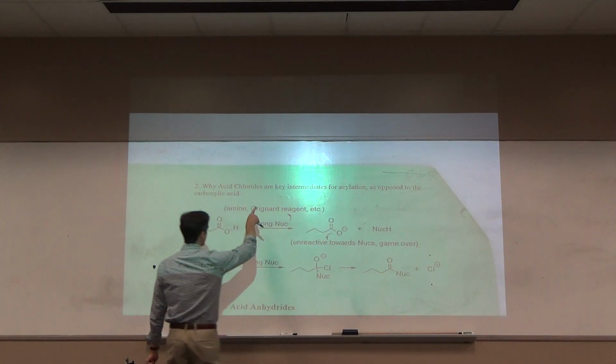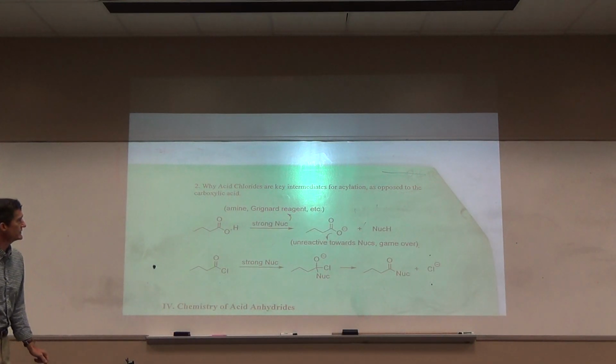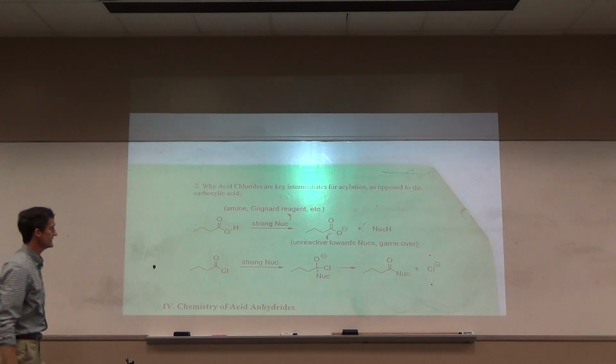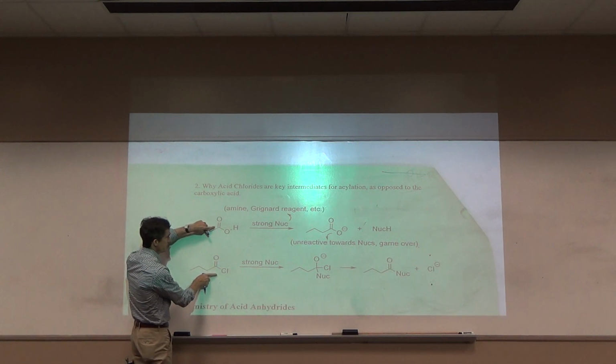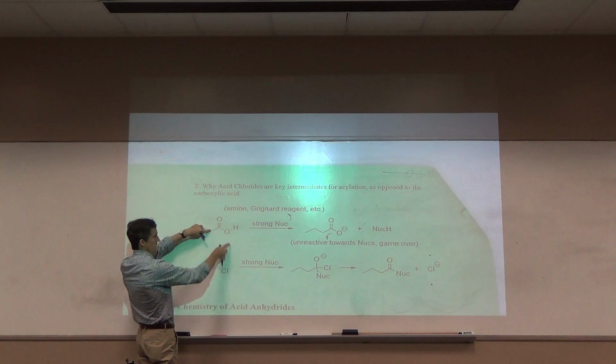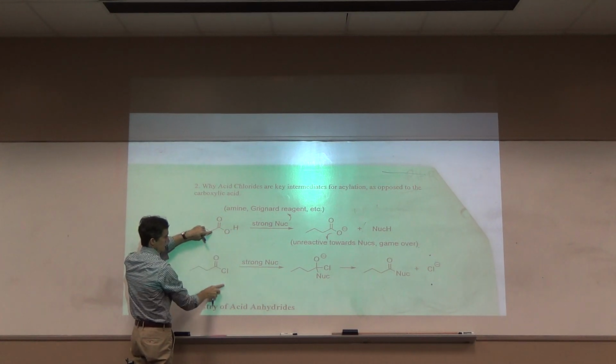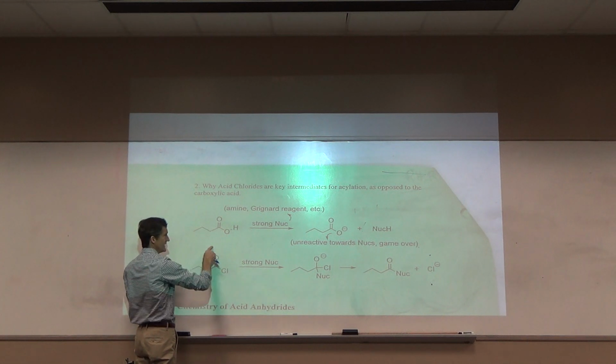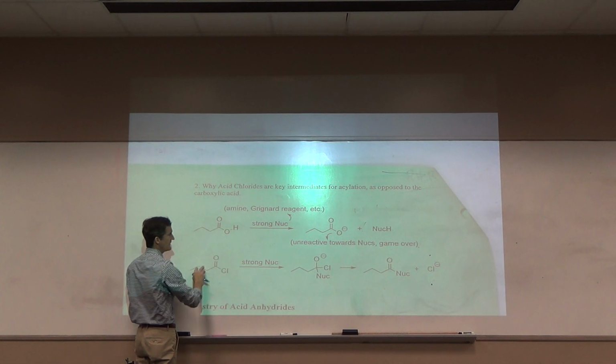Okay, why are acid chlorides key intermediates for acylation as opposed to carboxylic acid? I mean, you could say, why don't we displace this? Well, chlorine's a better leaving group, but in NAS chemistry here, just about anything can leave.